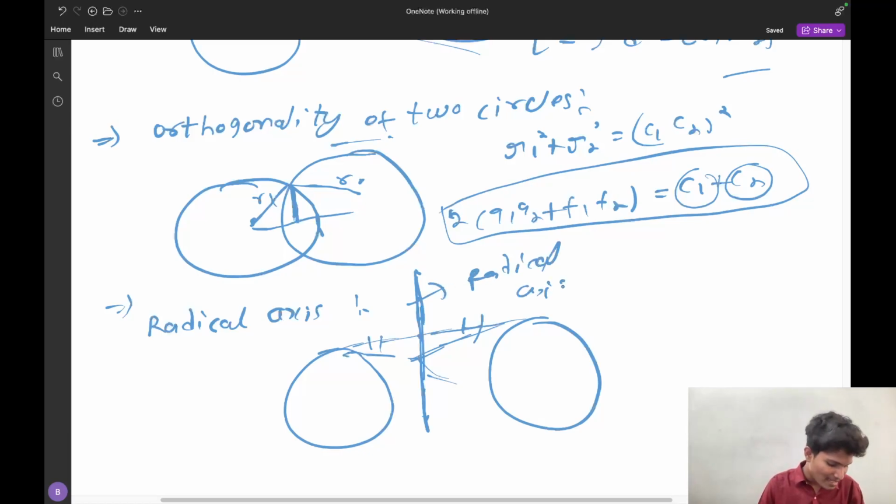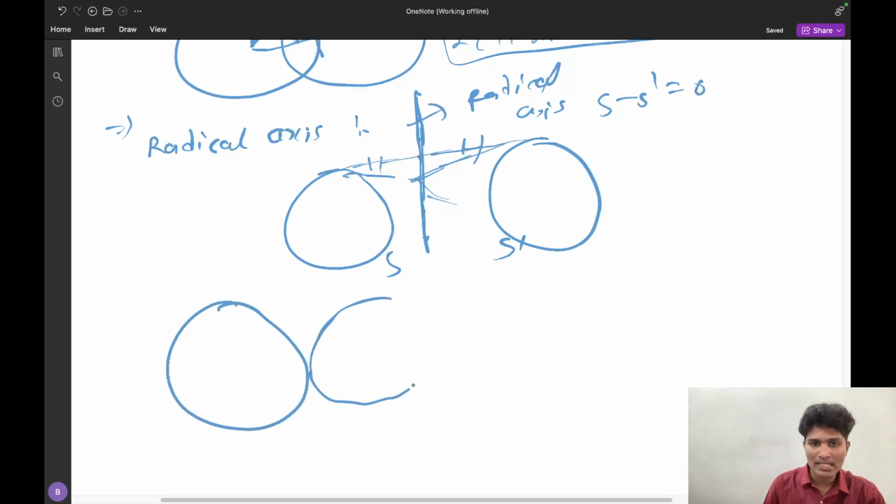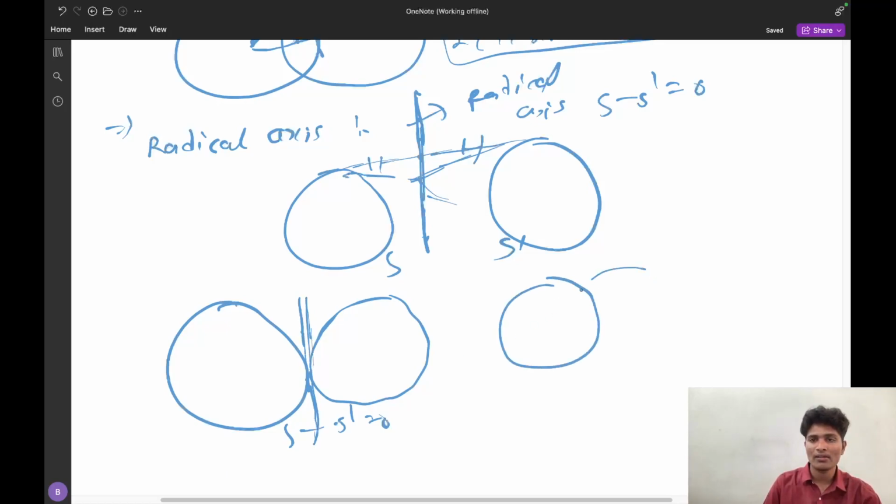This axis can be found just by simply subtracting these two circles. That is, S minus S dash is equal to 0. Suppose this is S and this is S dash. S minus S dash is equal to 0 is the radical axis. And for touching circles, the radical axis is simply the tangent here. That is, again we have to do S minus S dash is equal to 0 only. And for intersecting circles, the chord itself becomes the radical axis.